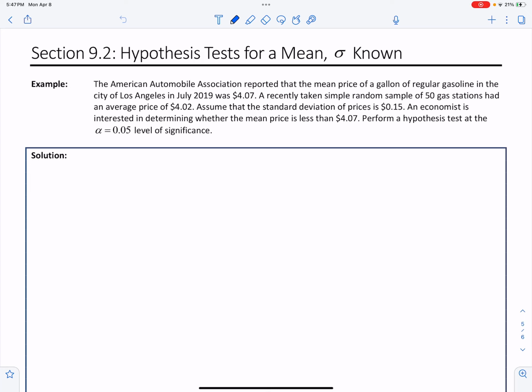So in this example, we have a hypothesis that we need to test. We have a report that the mean price of a gallon of regular gasoline in the city of Los Angeles in July 2019 was $4.07. Okay, so here's our first statement, our hypothesis, and that is that the mean price is equal to $4.07.